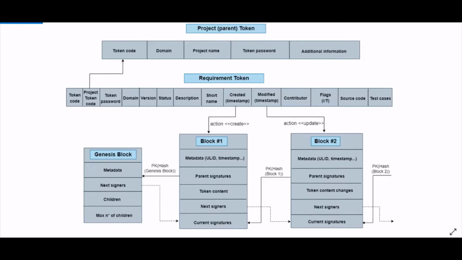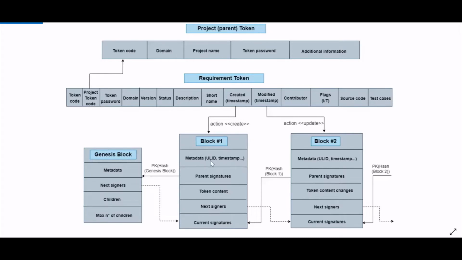Each project token has a set of children requirement tokens, which contain the token code, the project token code that points to the project token, the password of the token, the domain version description, the short name of the requirement, the timestamp of when the requirement was created and when it was modified, the contributor, so who performed a specific operation on the requirement token, the flags, which can be implemented or tested, the source code files, and the test cases.